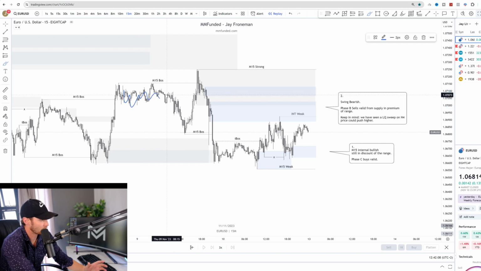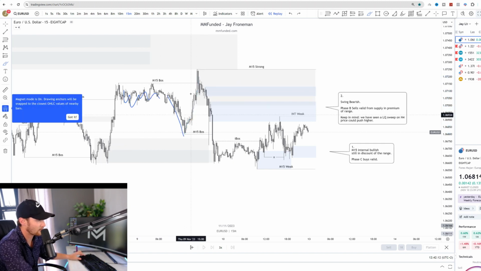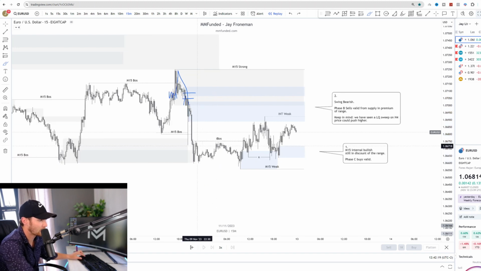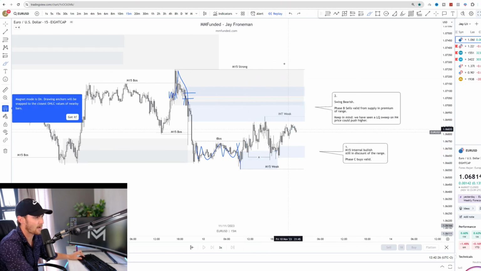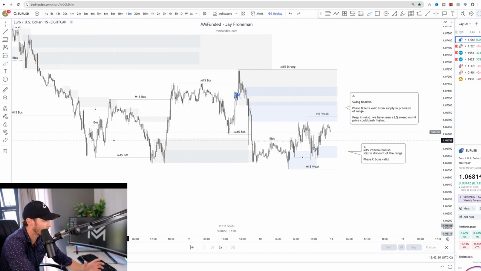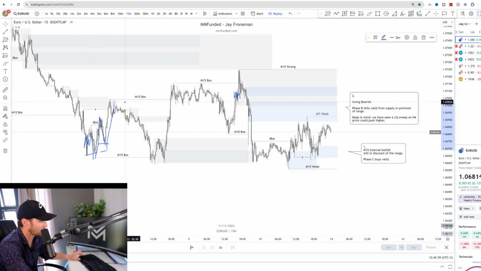Accumulation, manipulation, distribution, displacement, fair value gap to continue long. Then same thing over here. Slight accumulation, manipulation, distribution, pullback into fair value gaps to continue short. Okay? Accumulation, manipulation, distribution, fair value gap displacement to continue long. So this happens ultimately everywhere you look in the market. I mean, I can see it everywhere here. Okay? Accumulation, manipulation, sweep of that low, distribution, fair value gap to continue long. And then same thing over here.